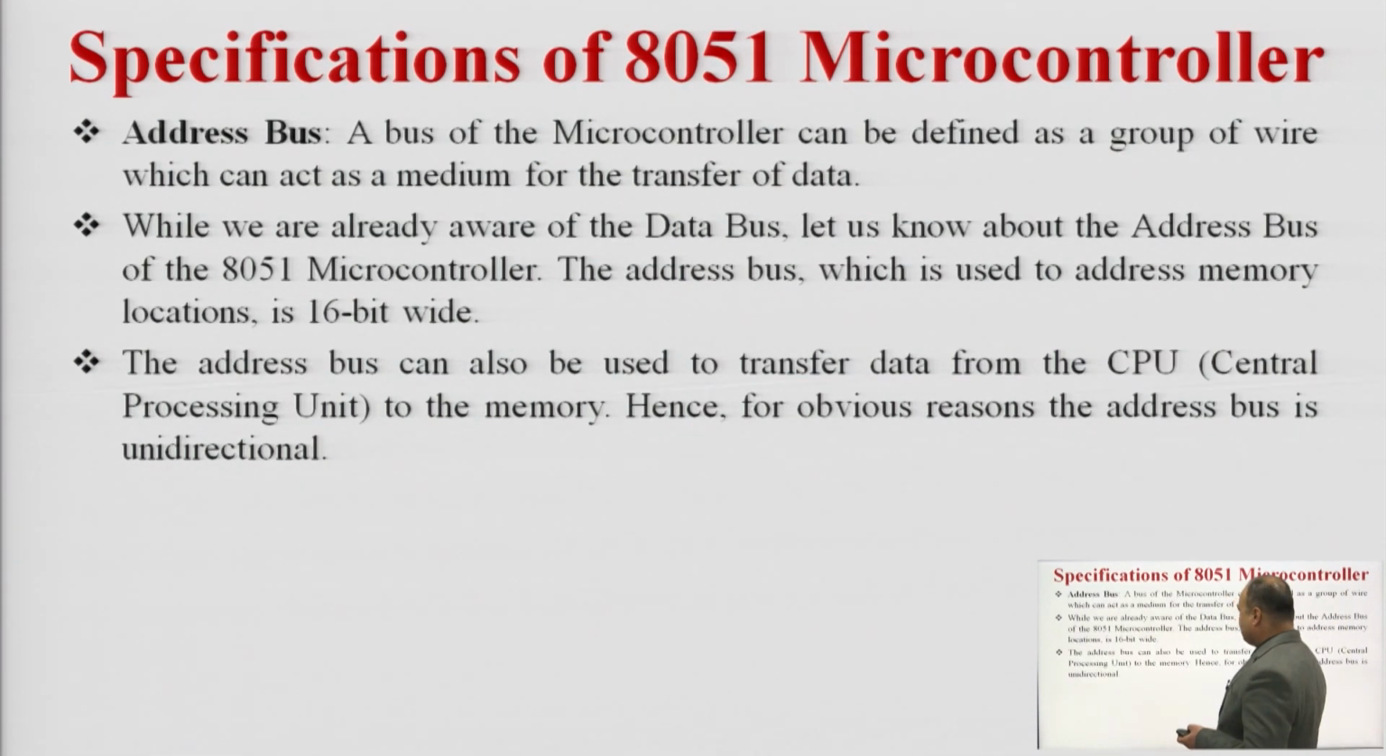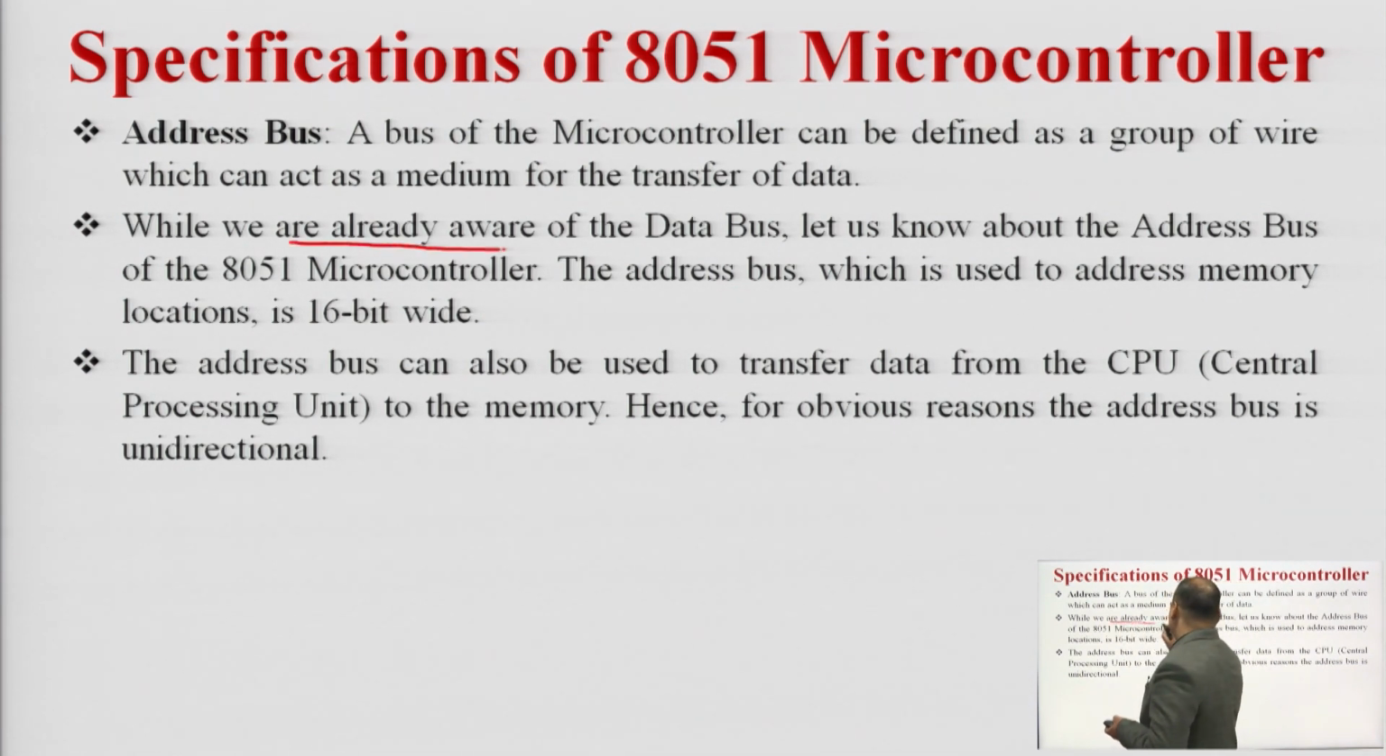Next, see the address bus. A bus of the microcontroller can be defined as a group of wires which can act as a medium for the transfer of data. So, the bus is nothing but a group of wires. Each wire will carry one signal, and these buses are used to carry the data or the address. If I am talking about the address bus, the bus is used to carry the address of the memory location or the address of the port, input output port. And if I am talking about the data bus, the data bus is used to carry the data for the operation which is required to be performed by the microcontroller.